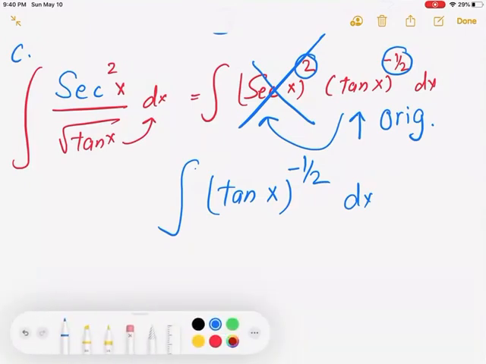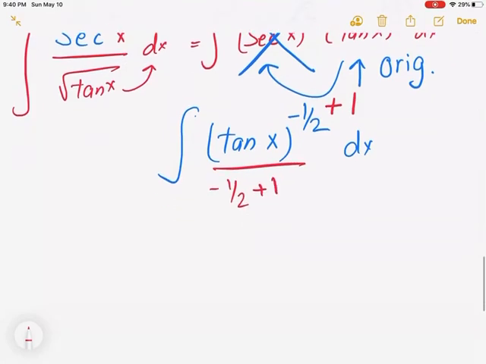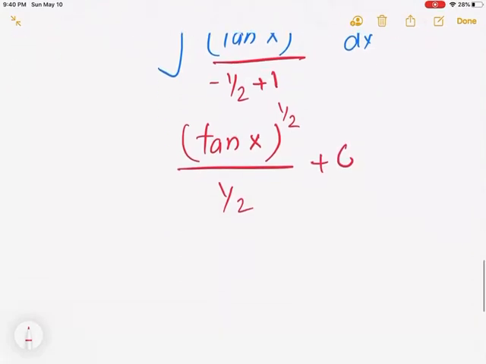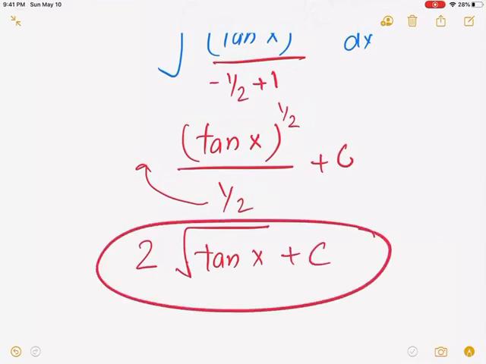How do we do normal integration? I would just add 1 and divide by that. Once I simplify, this is tangent x to positive 1/2 over positive 1/2 plus c. Almost there. Now take the reciprocal and put it in front, so this becomes 2 times tangent x, and I would change it to a radical, plus c. That would be my answer.